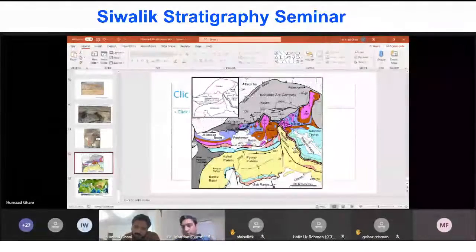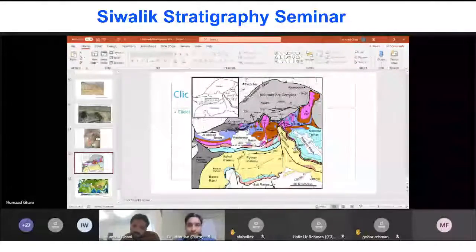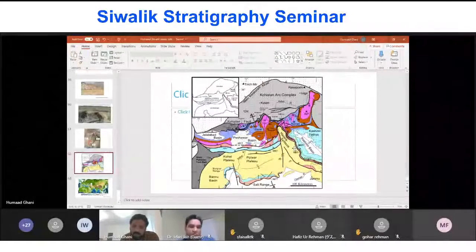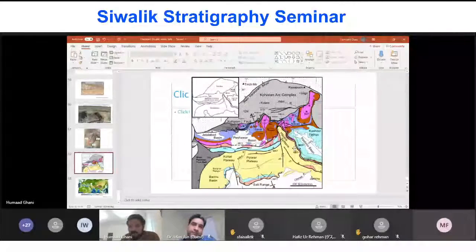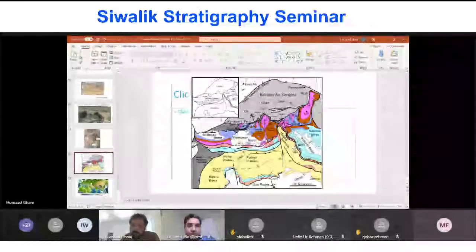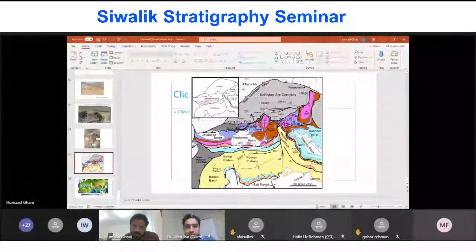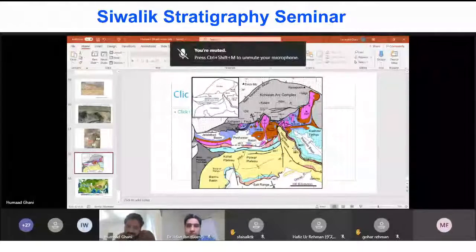So if you think, for example, that the MBT was active at 45 million years, that would be something really new for me to know. And if some data is there to support that, that would be really interesting to look at.